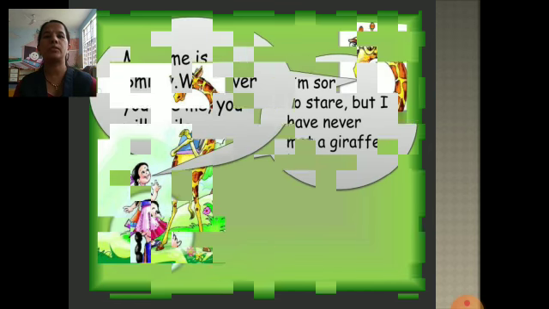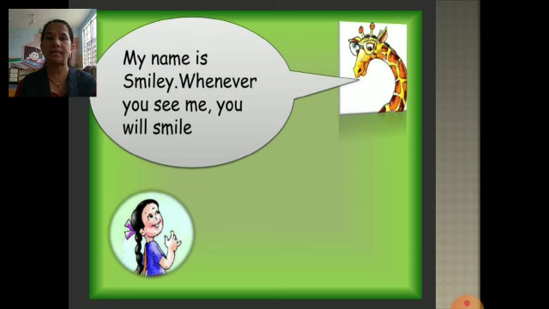So, what does the giraffe say? "My name is Smiley. So, whenever you see me, you will smile." So, what is this giraffe saying? It also has a name, and the name of the giraffe is Smiley. So, whenever Haldi or some people see a giraffe, what will they do? They will smile. So the giraffe says to Haldi, whenever you see me, you will smile.